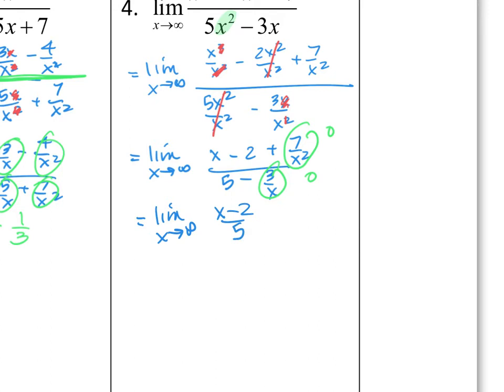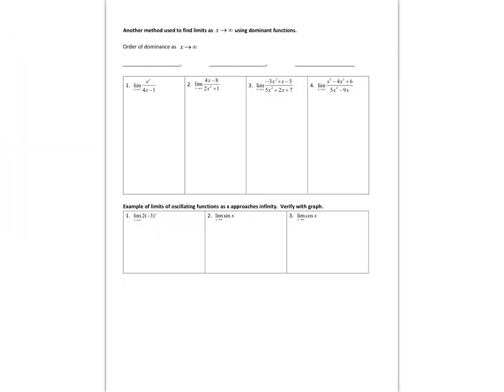So now when we think about this, as x is heading to infinity, the x is going to get big and big and big, and the minus 2 over 5 really does not come into play. So our solution is, as the x gets bigger and bigger, it's infinity. All right, let's take a look at the next page.